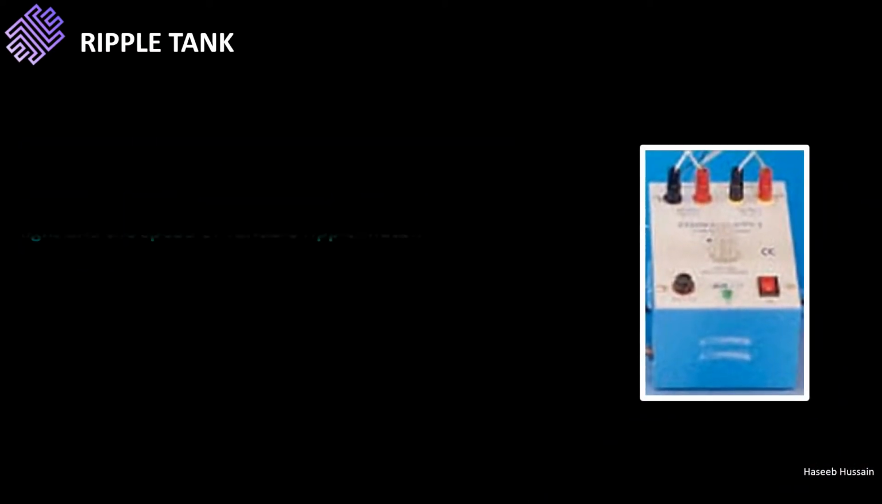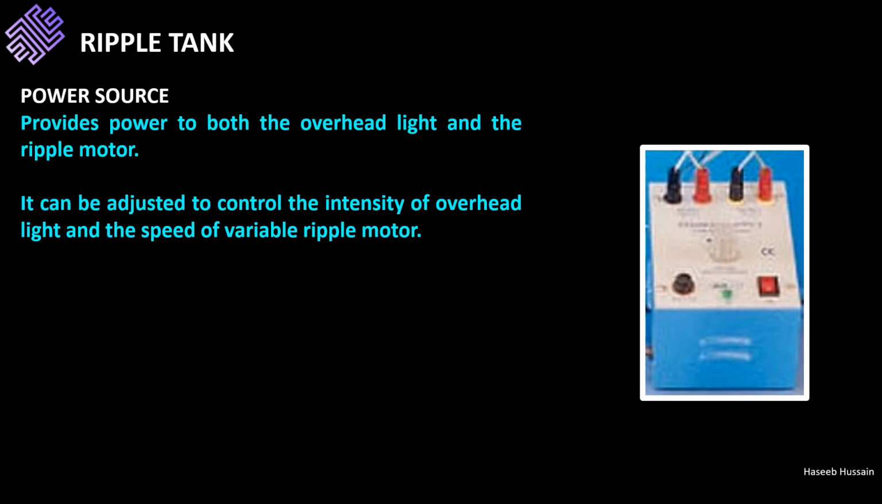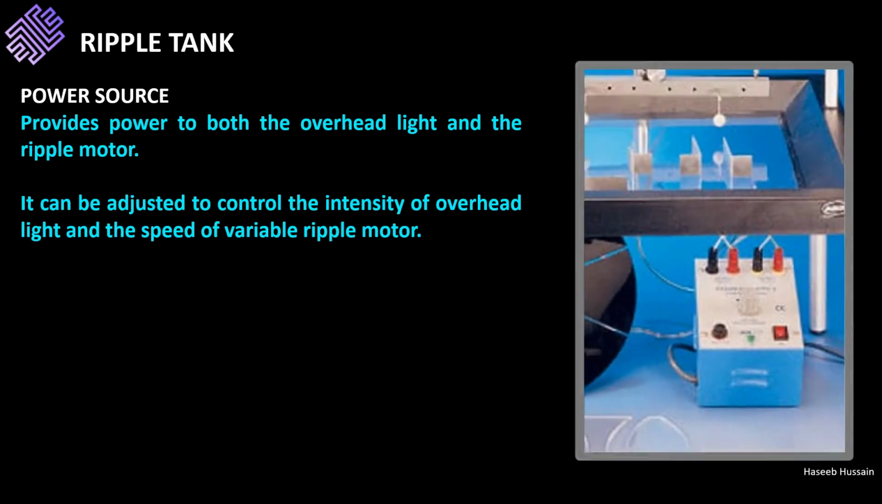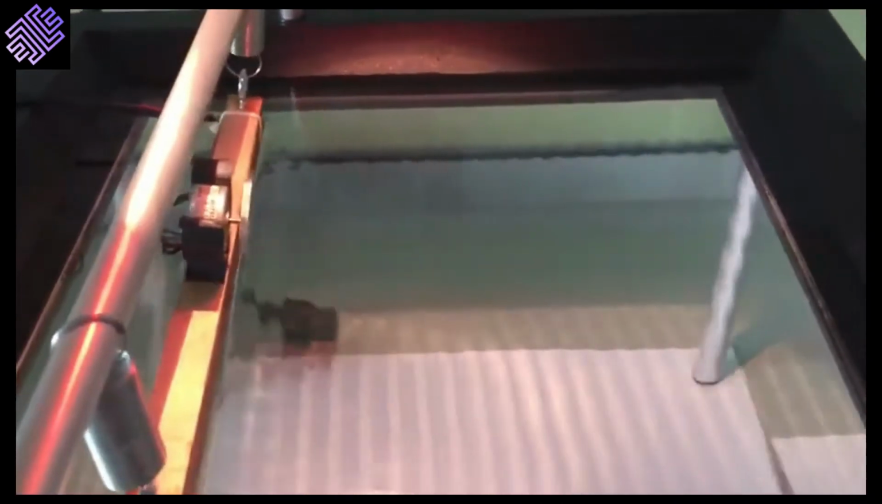Lastly, we have the power source. The power source is used not just to provide power, but to regulate the intensity of the overhead light and control the variable speed of the ripple motor. We see a functioning ripple tank.